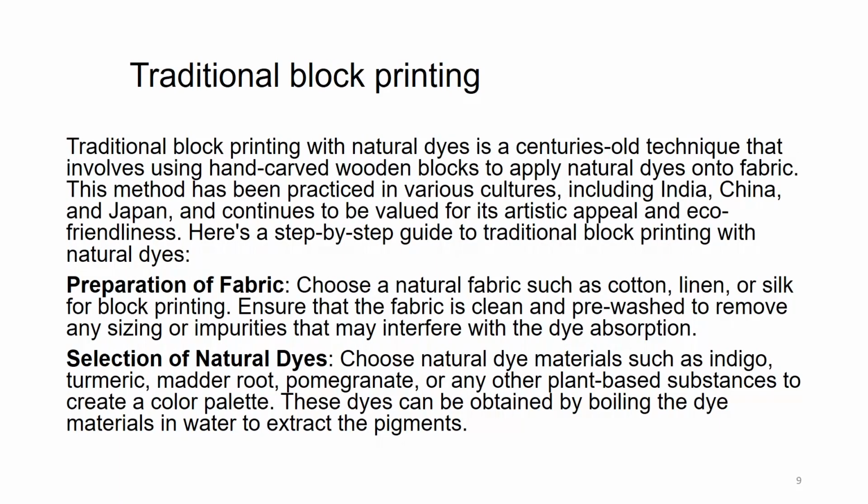Selection of natural dye. We have an array of natural dyes available. Any of the dyes can be chosen. So, dye material could be indigo, turmeric, madder root, pomegranate or any flowers, any other plant based substances to create a color palette. These dyes can be obtained by boiling the dye material in water to extract the pigment. Usually aqueous extract is only used because that is how the traditional method was carried out.